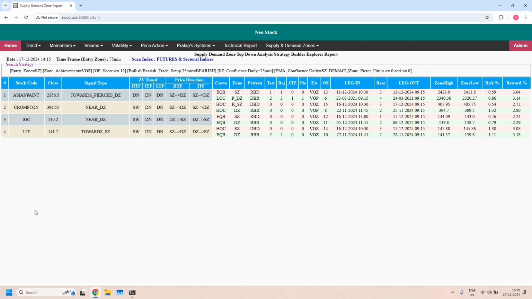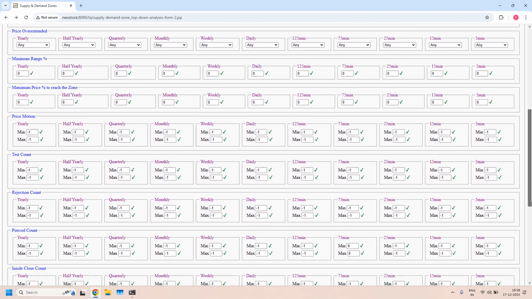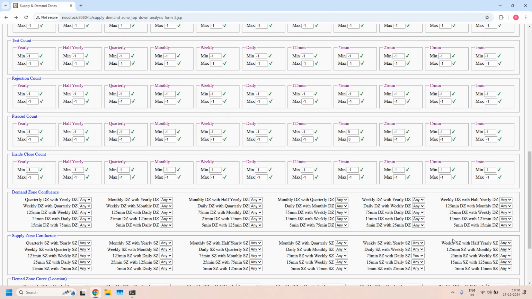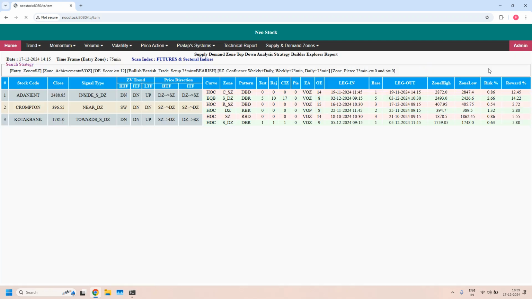Okay. The next filter is LTF, ITF and HTF supply zone confluence. So removing the EMA filter. In the supply zone confluence, we need to set 3 filters. The first filter is already enabled, that is 75 minutes with daily supply zone confluence. Next, 75 minute supply zone with weekly supply zone confluence. Then daily supply zone with weekly supply zone confluence. With all the 3 filters, LTF, ITF, HTF supply zone confluence, we got 3 stocks.